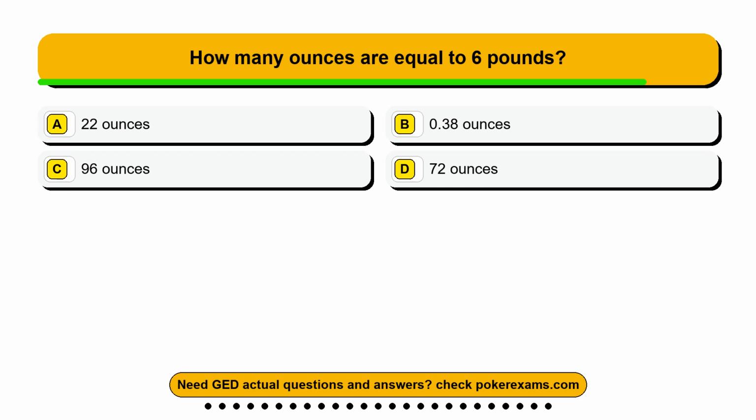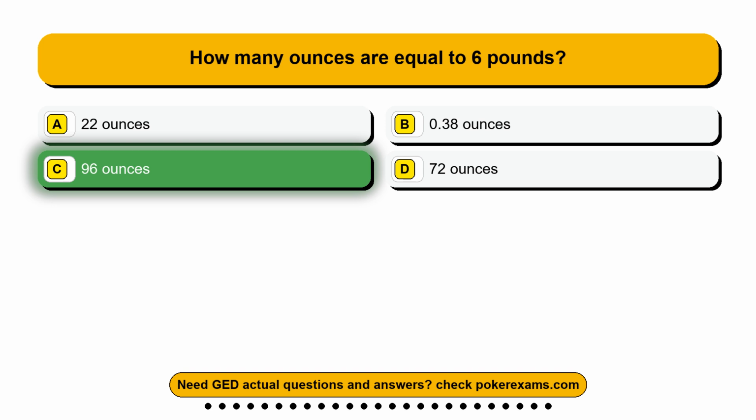Question 14. How many ounces are equal to 6 pounds? Option A, 22 ounces. Option B, 0.38 ounces. Option C, 96 ounces. Option D, 72 ounces. The correct answer is option C, 96 ounces.